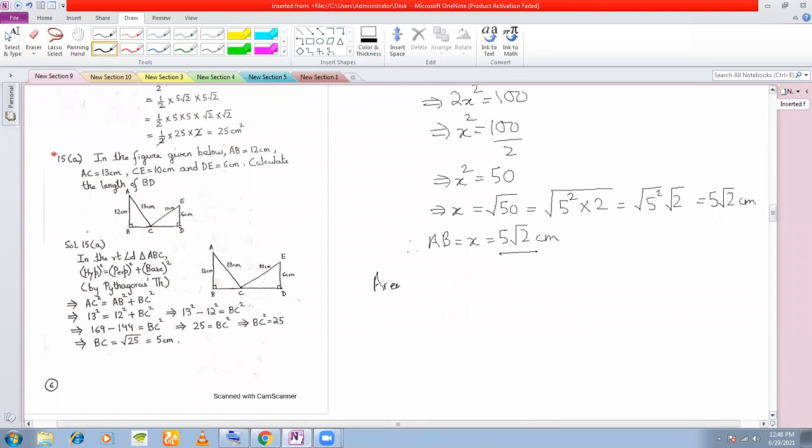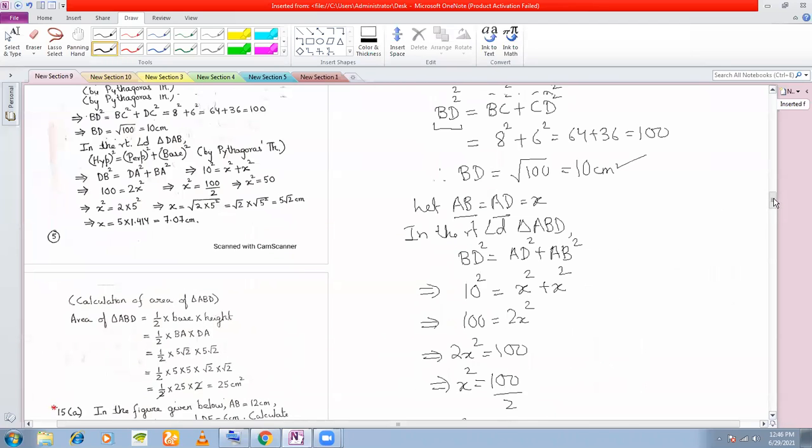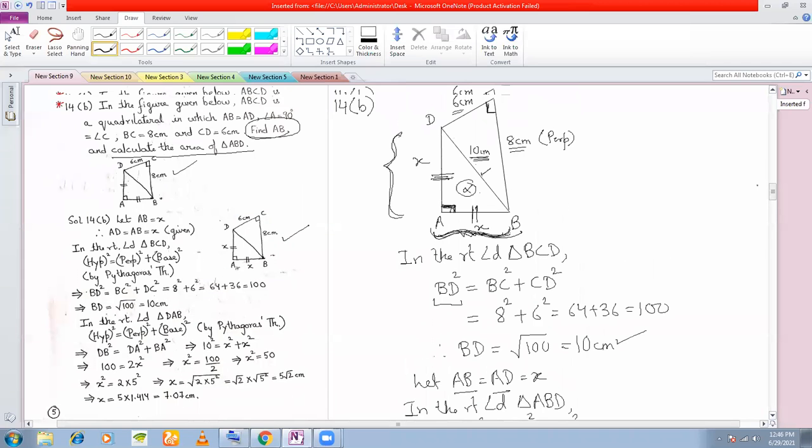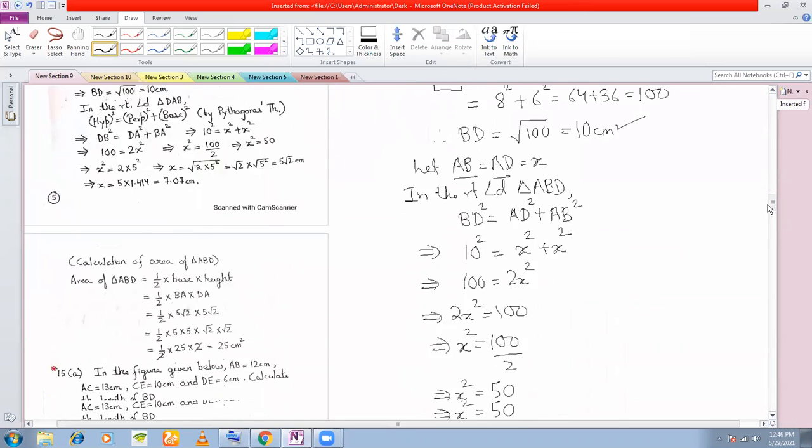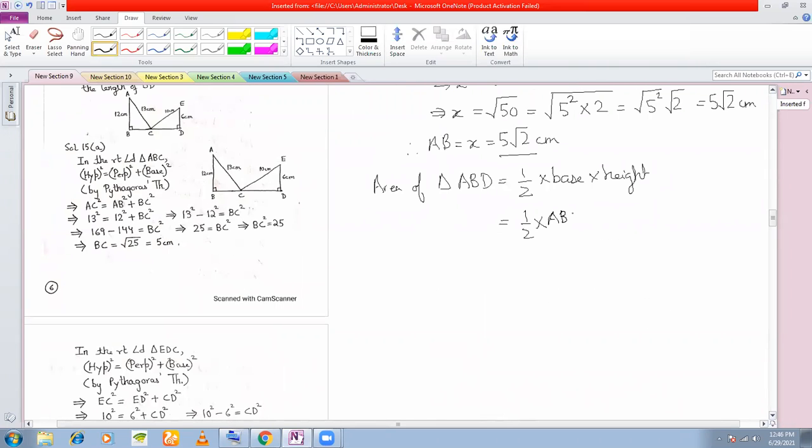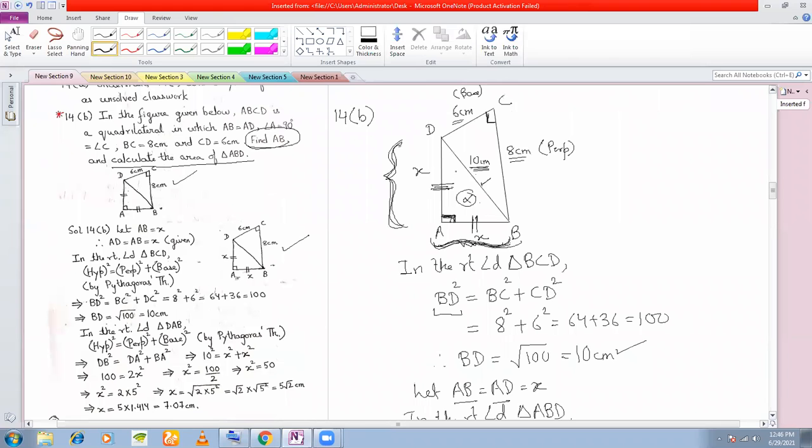So area of triangle ABD is equal to half into base into height, which is equal to, base here is how much? Base here is AB and height here is AD. So half AB into AD. Now AB we have calculated above as 5 root 2. And AB and AD are equal, right? So if this is 5 root 2, this is also 5 root 2.